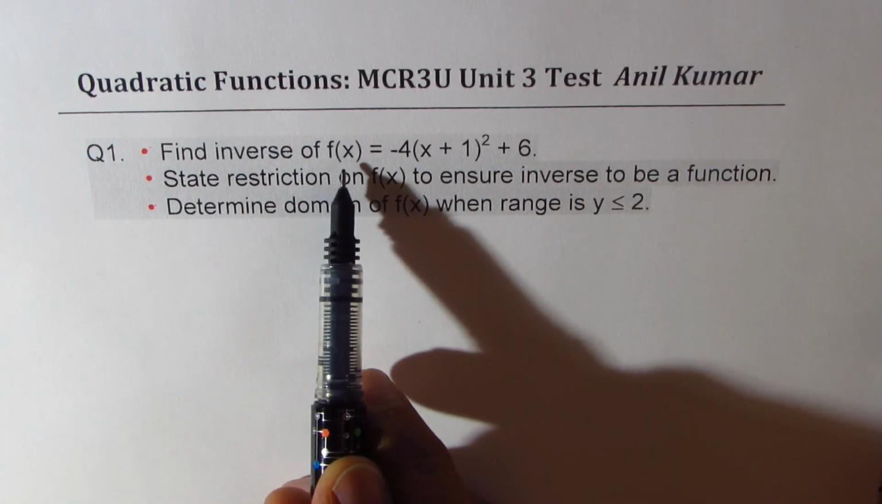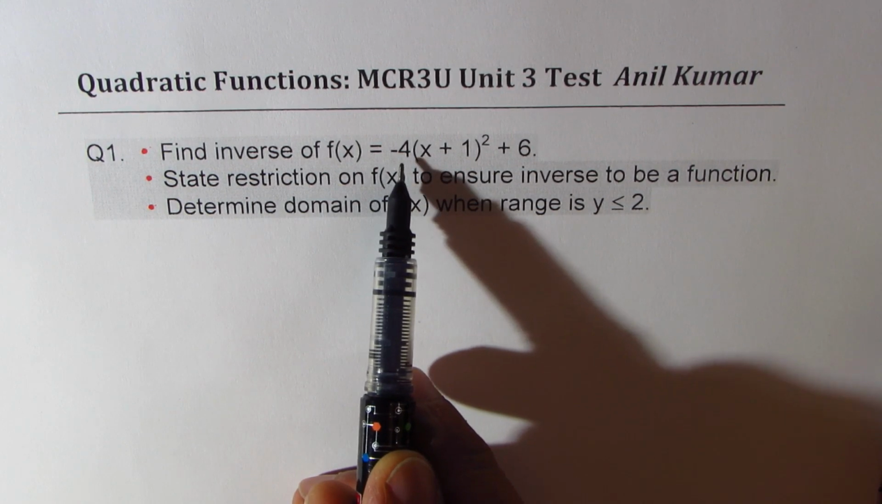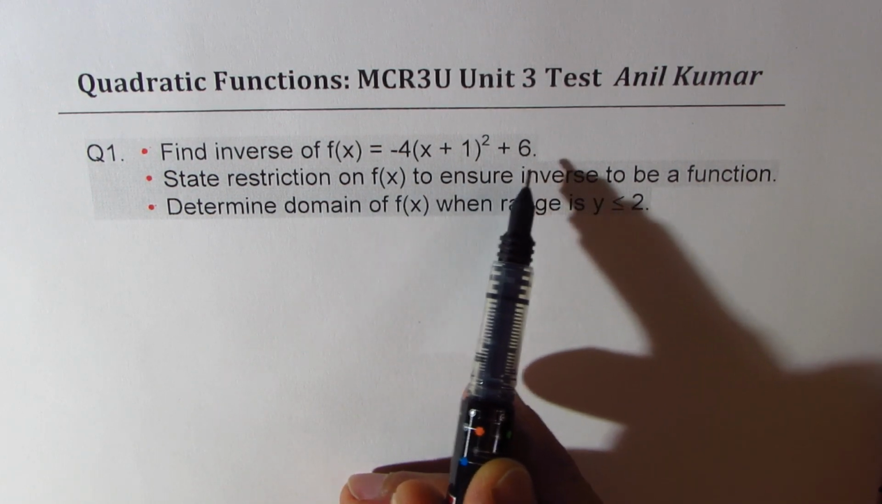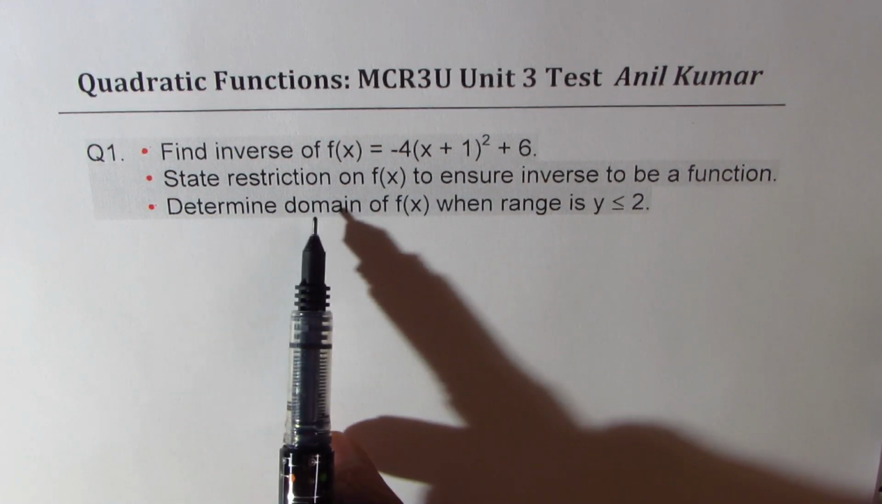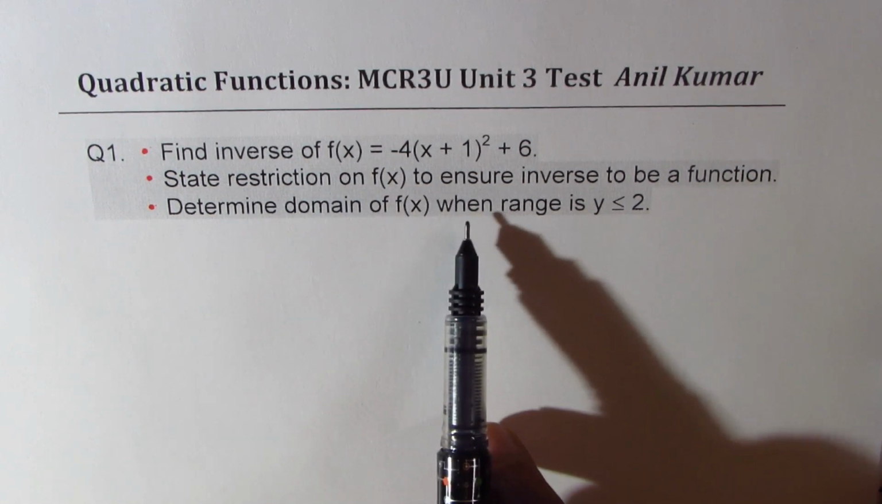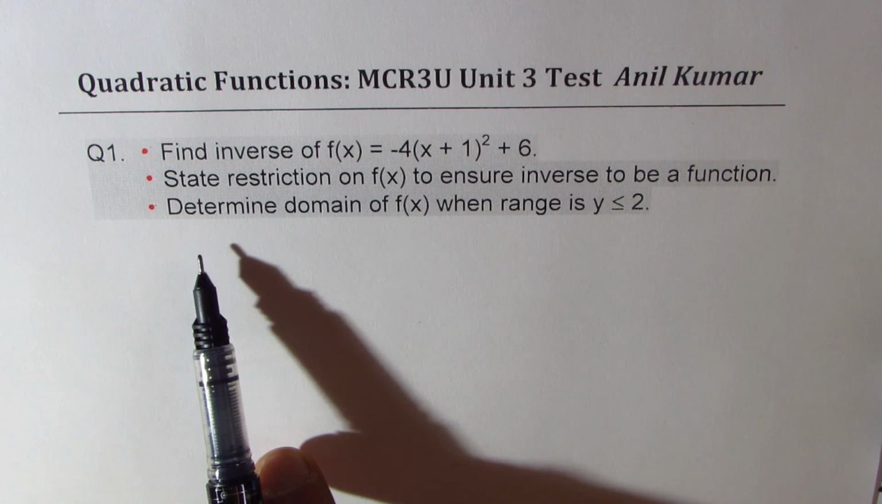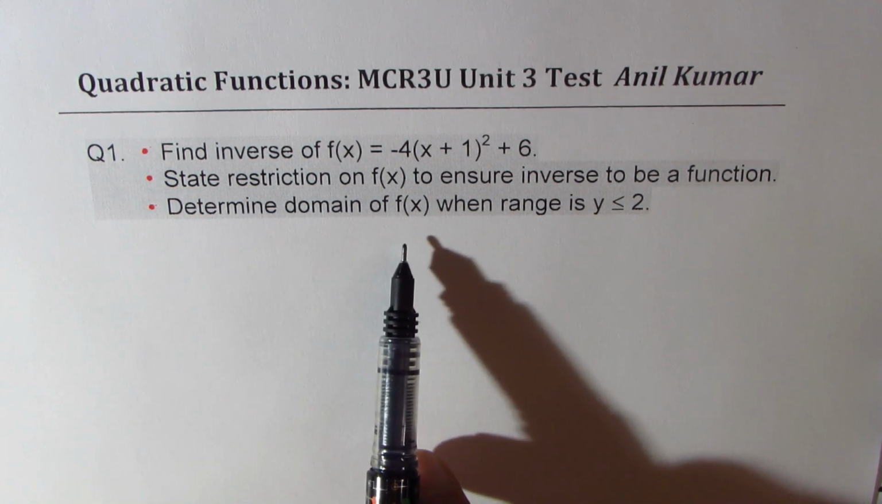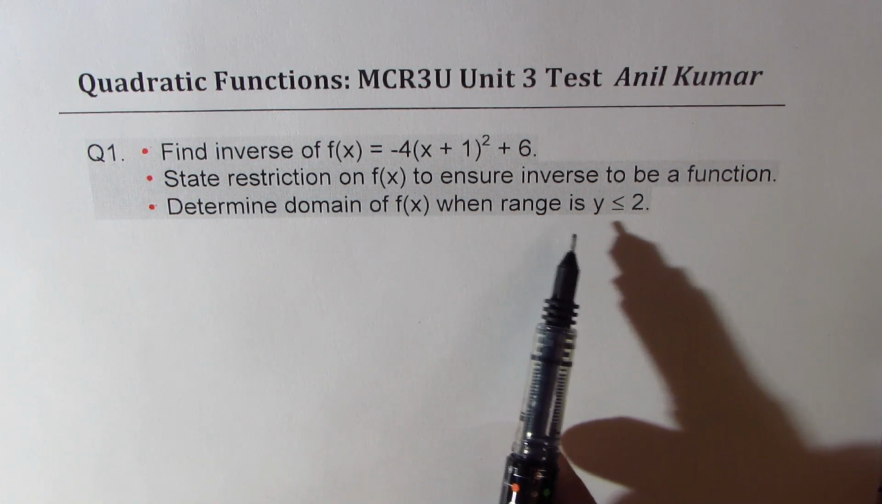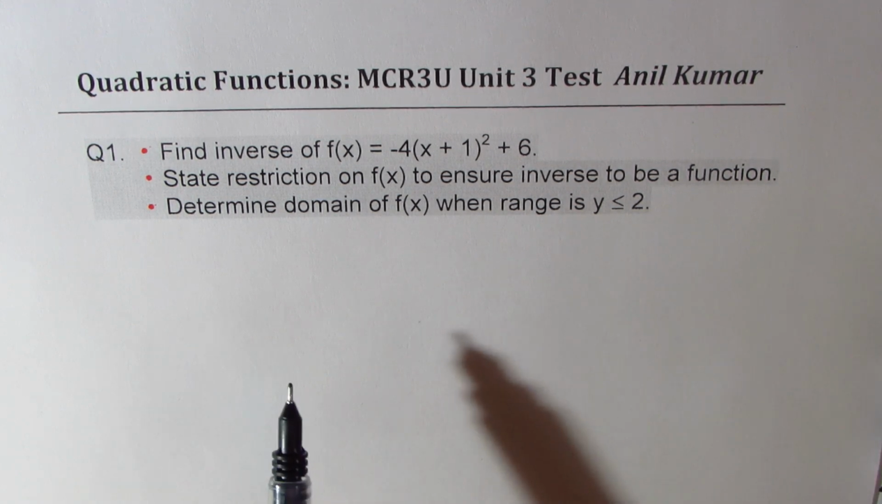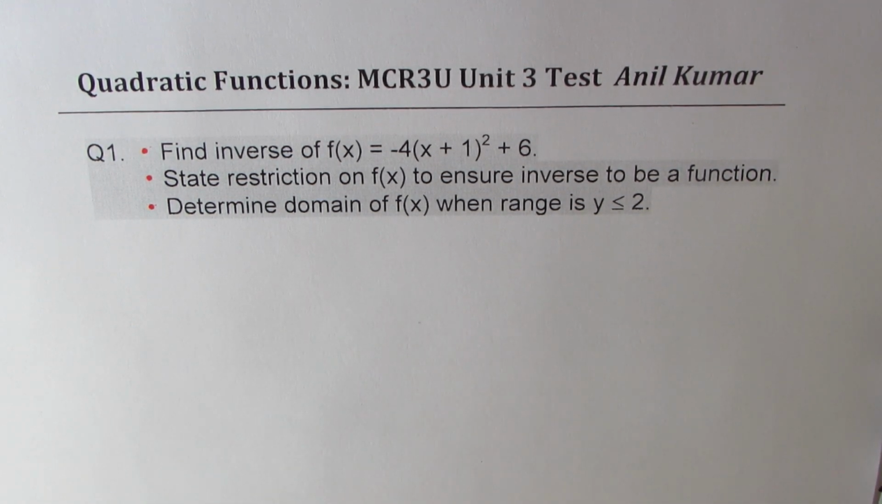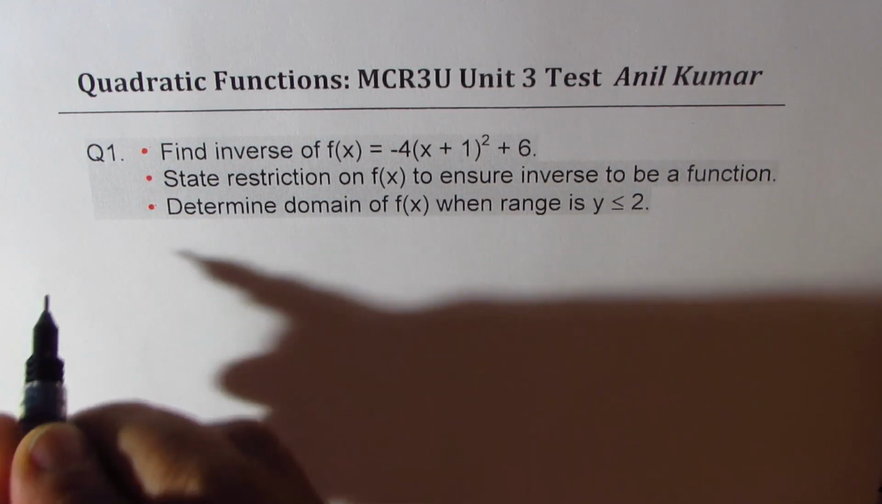Find inverse of f of x, which is equal to minus 4 times (x plus 1) whole square plus 6. State restrictions on f of x to ensure inverse to be a function. And part C is determine domain of f of x when range is y less than or equal to 2. Very important question. Now let's see how to find inverse.